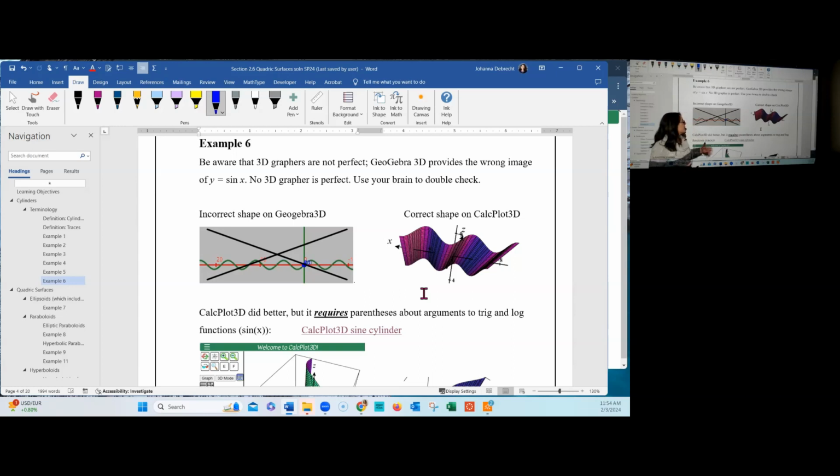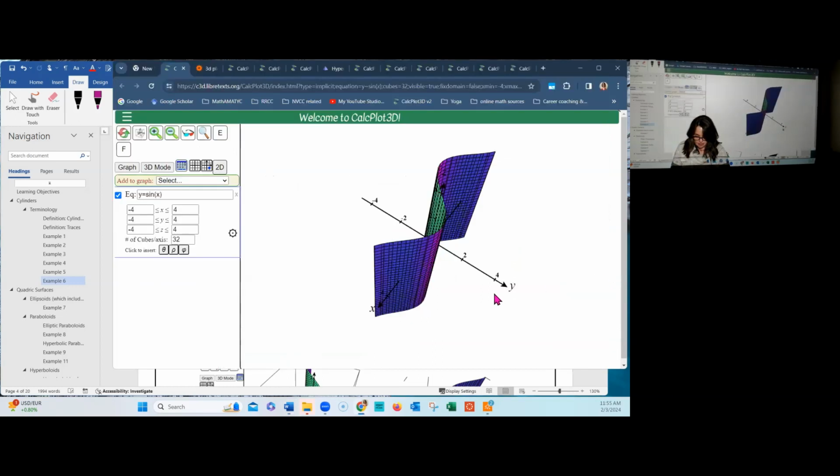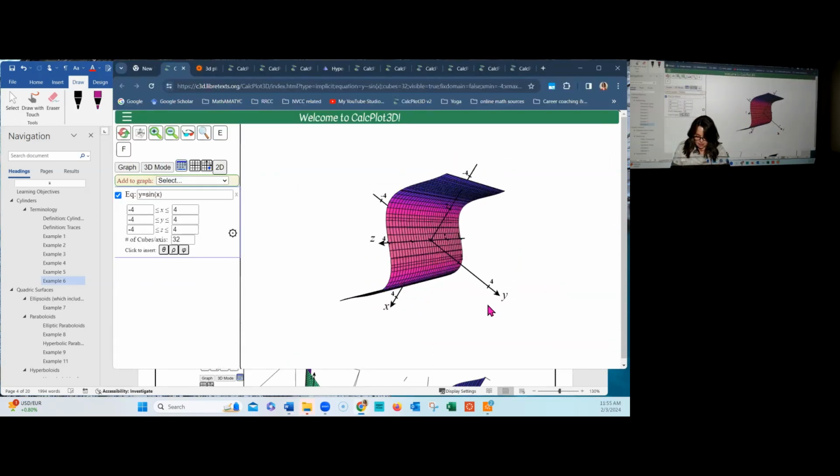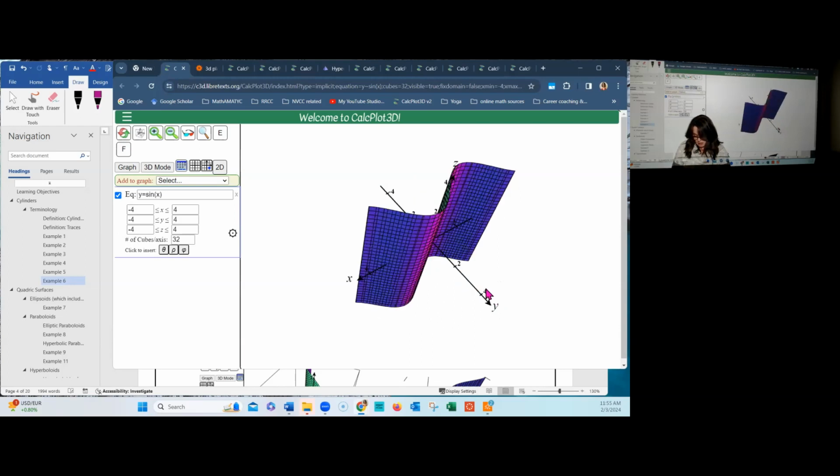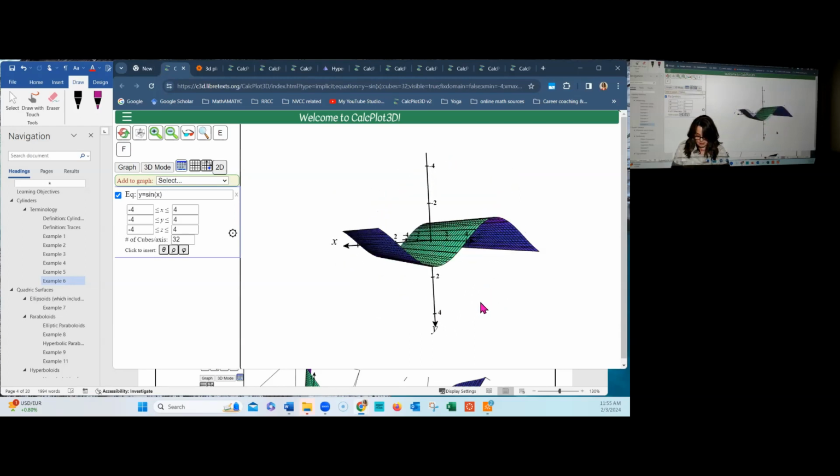GeoGebra 3D actually had difficulty with the sine x cylinder. The one that was z equal to sine x, GeoGebra 3D graphed as a two-dimensional shape. It did not give me the true shape of sine of x equal to z. This is what it should look like on CalcPlot 3D. It's a sine curve, right? So we have a sine curve right there, basically.